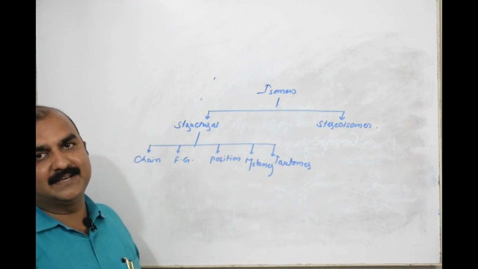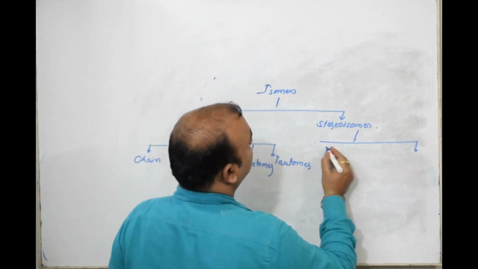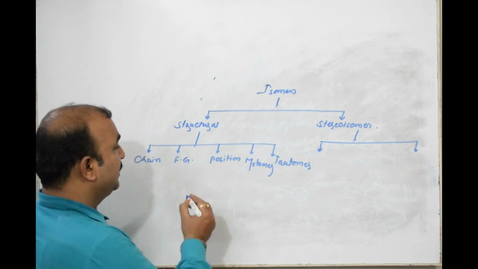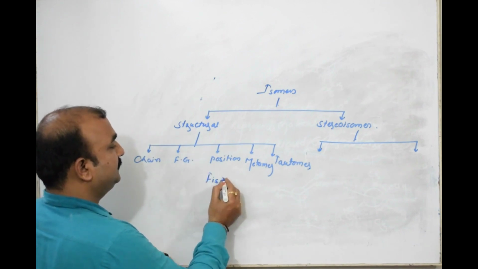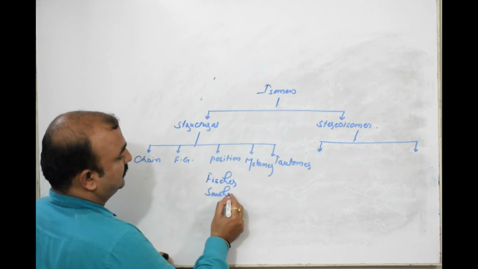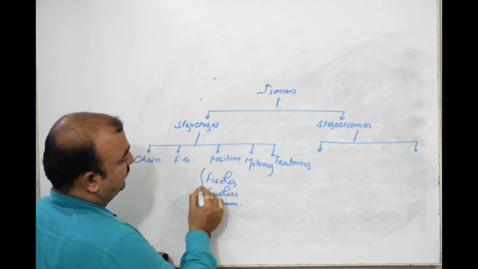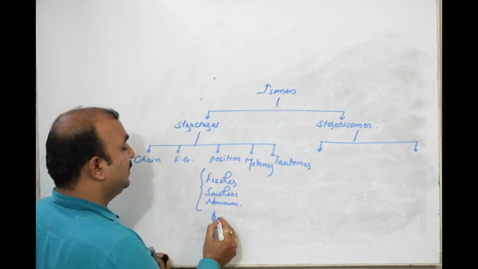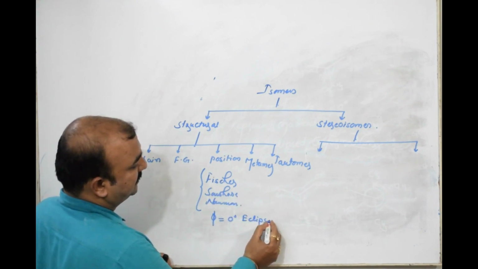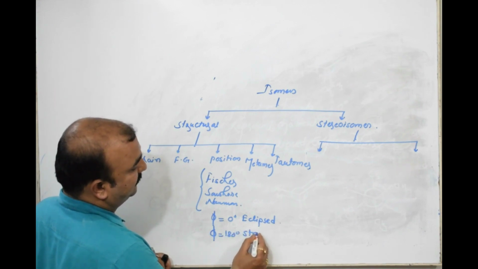This is the most interesting concept we have done. And in the stereoisomer, before starting stereoisomer, what have we done? We have done projection formulae. Which projection formulae have we done? Fisher, then Sawhorse, then Newman. After that we have done dihedral angle 0, it is known as eclipsed conformation, and dihedral angle equal to 180, it is staggered conformation.